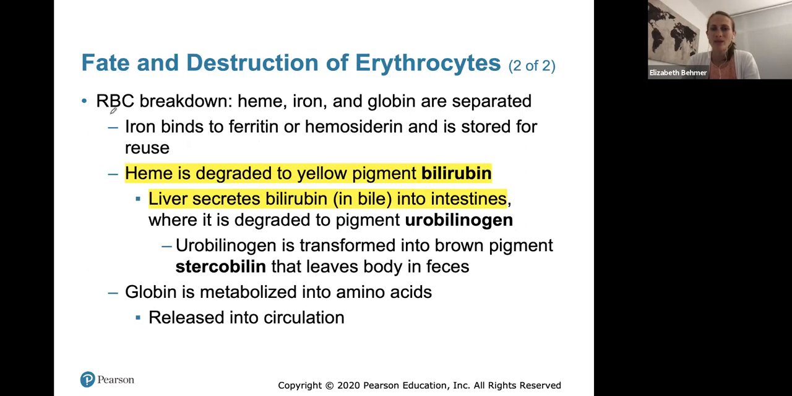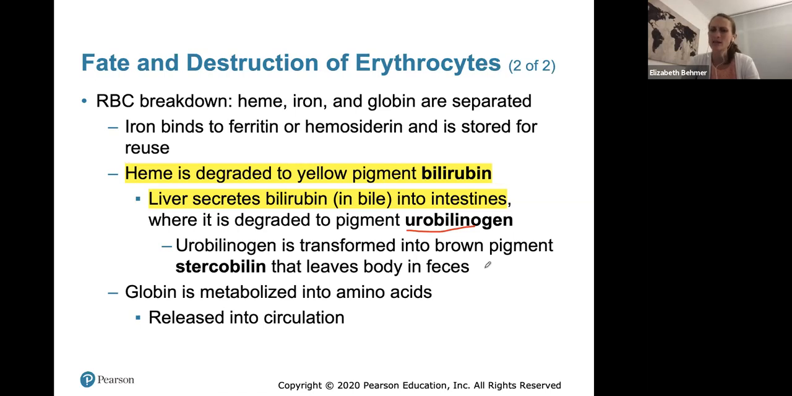This is the red blood cell breakdown. It breaks down into its heme, iron, and globin components of that hemoglobin. The iron binds to ferritin and is stored for reuse. So iron will be reused to make more red blood cells. But this is kind of what I think you might have a test question on. The heme itself will be degraded to a yellow pigment called bilirubin, and then the liver will secrete bilirubin as bile into your intestines, where it will be degraded to form urobilirubin that will eventually leave the body in feces.